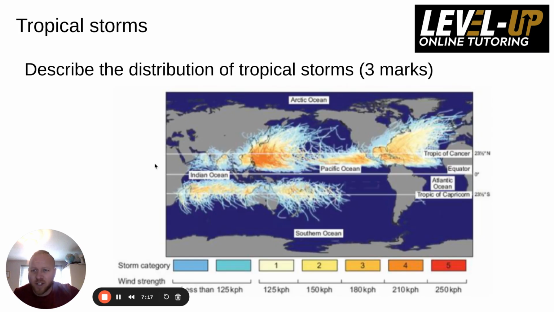Just another example of a question. Describe the distribution of tropical storms. This means spread. Distribution means spread, how they spread out. Don't just tell me where they are. And again, use everything in this figure. Just 3 sentences maybe for 3 marks.